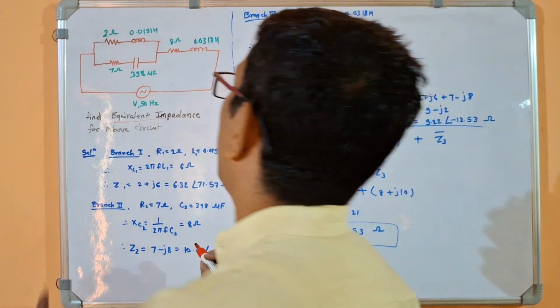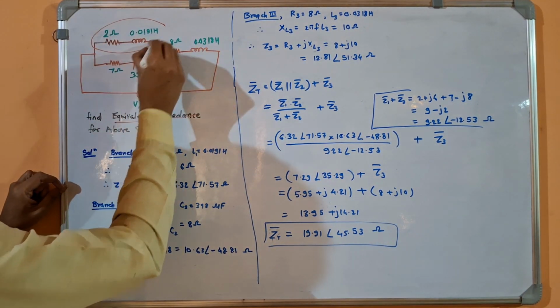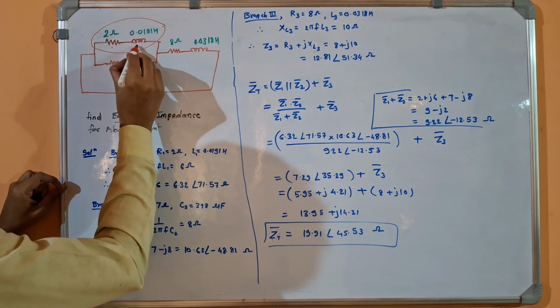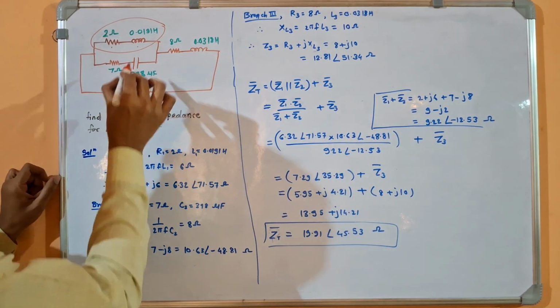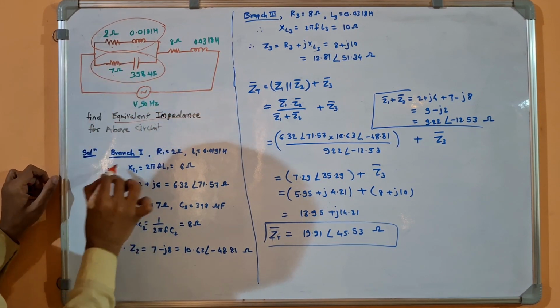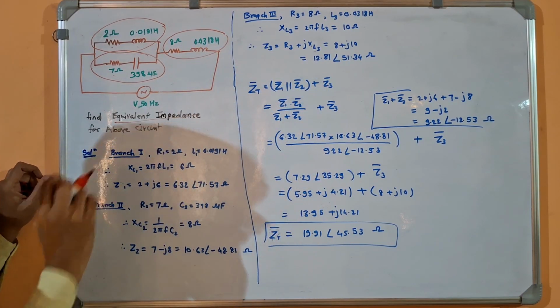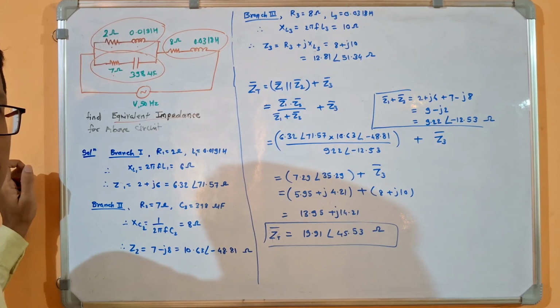ओके, तर इथे काय आहेत आपल्या 3 ब्रांचेस. This is my first branch which is having R1 resistance and L1 as an inductance, in parallel with the second branch R2 and C2 we can say, and this is the third branch R3 and L3. So for each branch we will just find the impedance first.